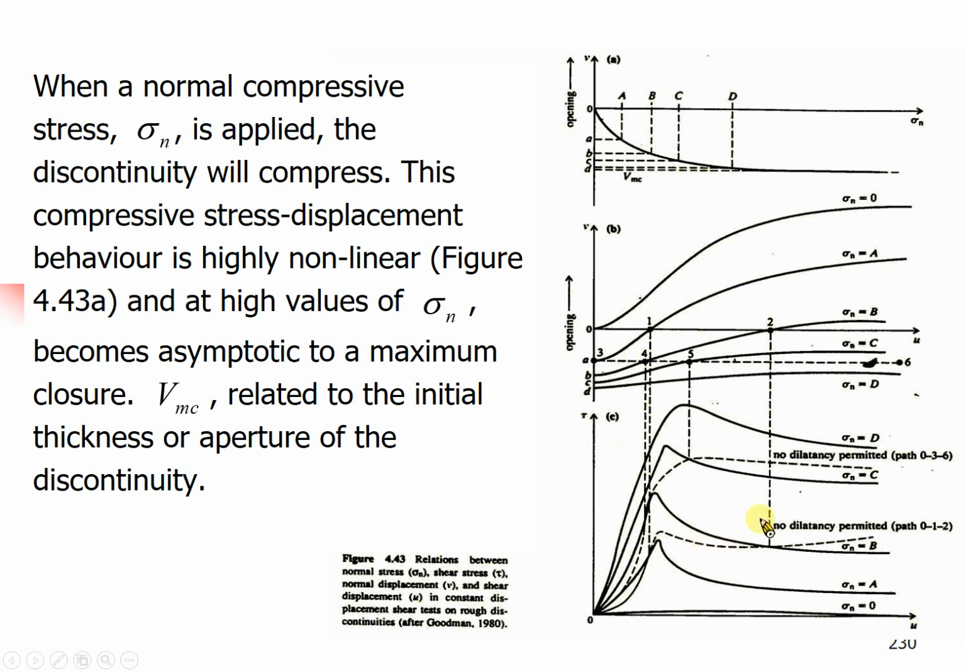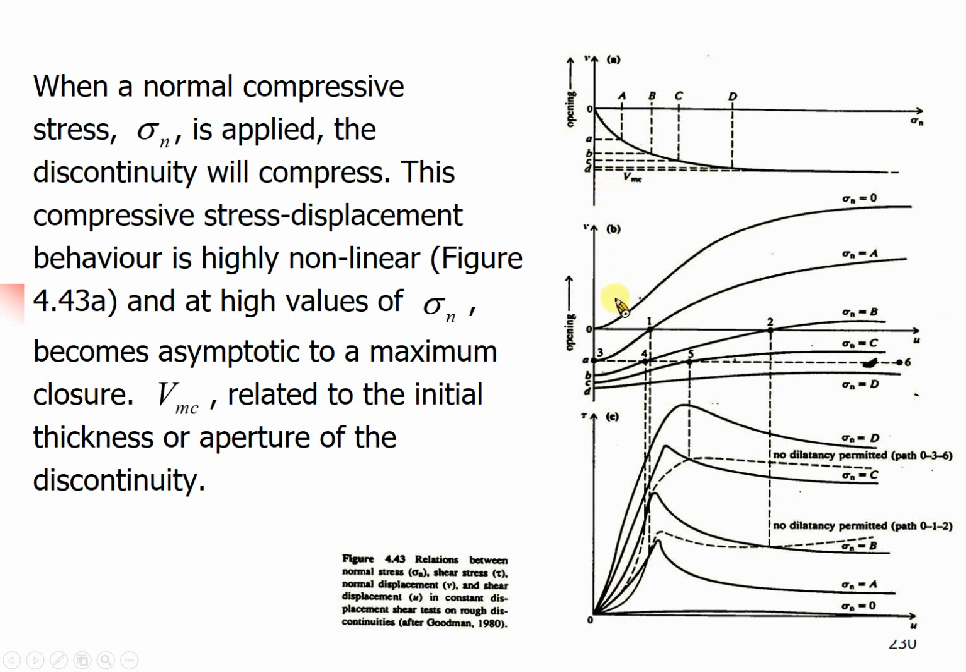And here, this part will be the shear displacement versus shear stress, and shear displacement versus normal displacement. In the first test, we apply a normal stress equal to A, can you understand? If we have a direct shear test and we apply a constant load, like the direct shear test for soil, then this will be the stress strain curve: shear displacement versus shear stress.